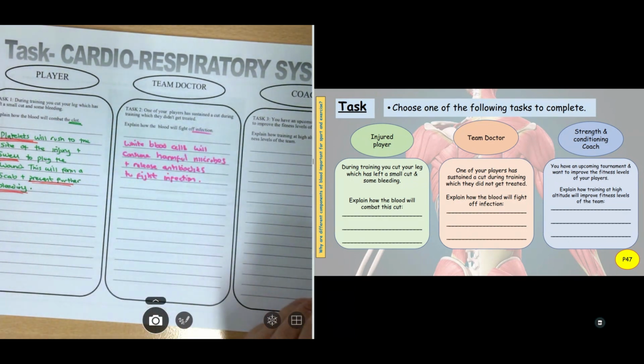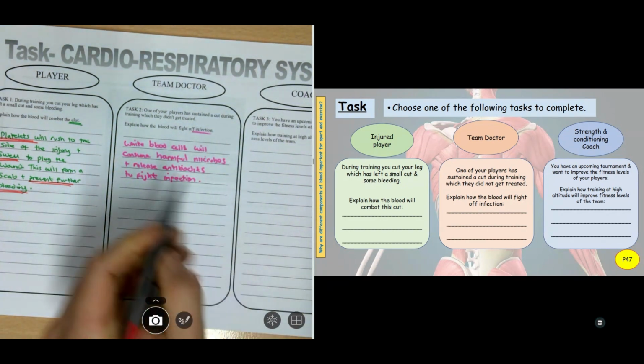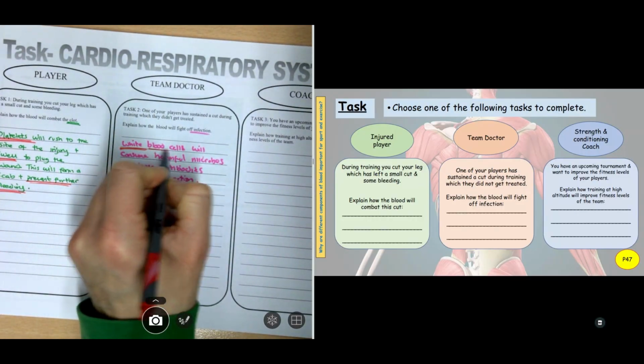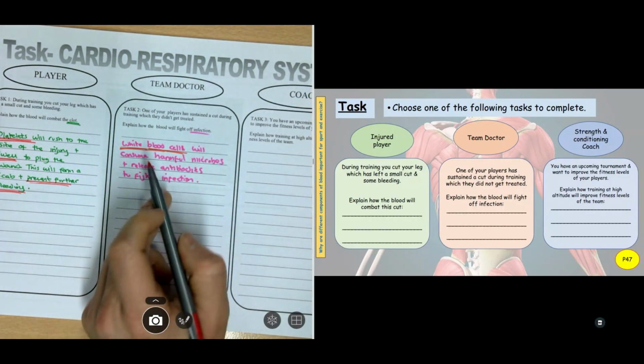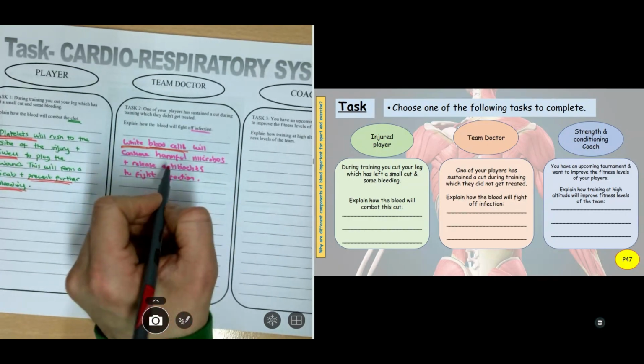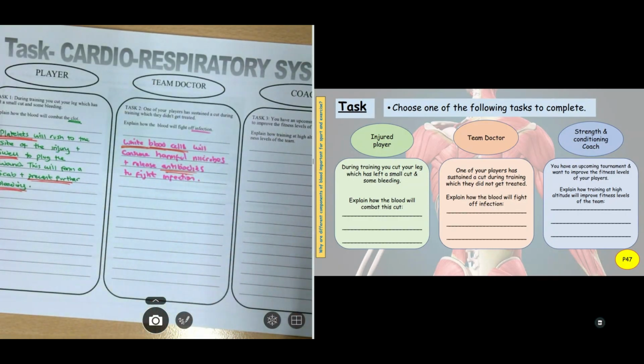And then how do we fight off infection? We've identified white blood cells are the component of blood which will do that. They will consume harmful microbes and release antibodies to fight off the infection.